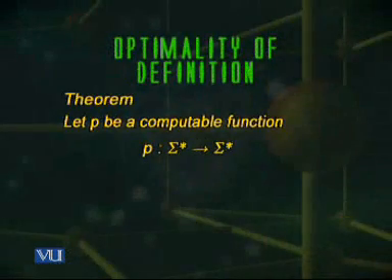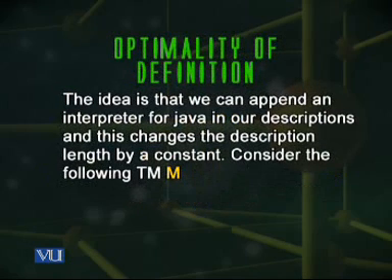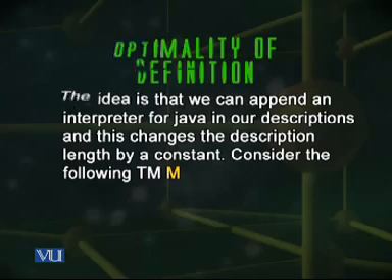What is the relationship between the descriptive complexity with respect to a given computable function p and the way we have defined it? What we will do is we'll prove the following theorem, that given any computable function, there is a universal constant which depends on the function such that the descriptive complexity of x is less than or equal to the descriptive complexity of x relative to p plus a constant c. The basic idea is that we can append an interpreter of Java in our description, and this changes the description length by a constant only.